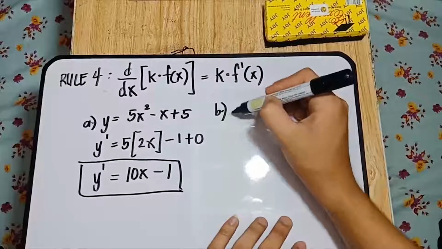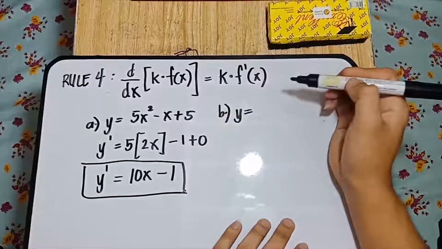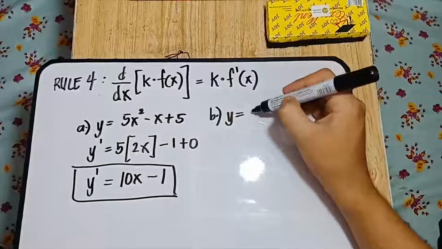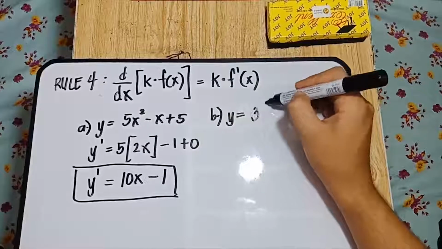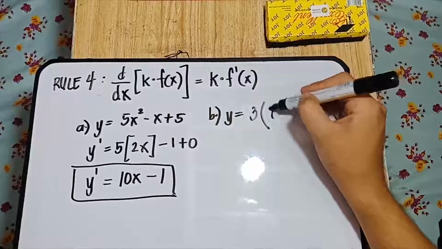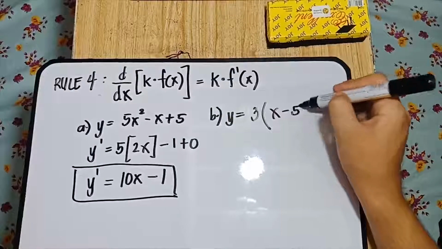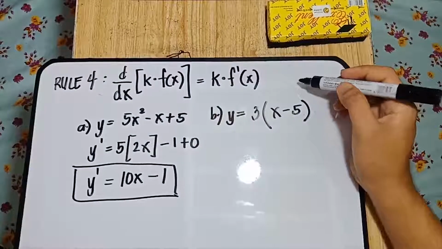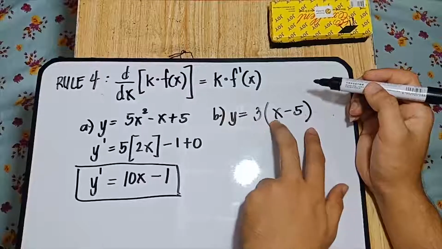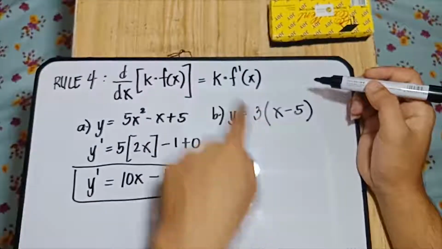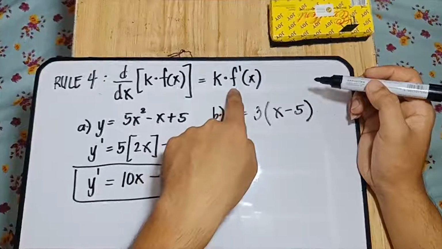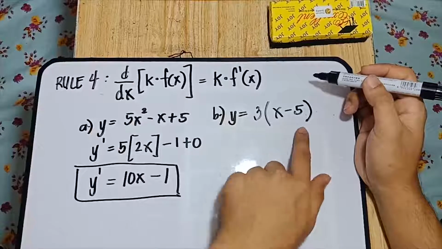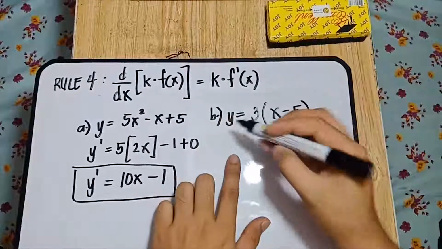Let's say, meron tayong y equals 3 multiplied by x minus 5. Now, again, meron tayong function, then meron siyang coefficient. So, parang ito lang din yun. Yung 3 natin, yung k, and then yung ating, ito pala. Yung 3 ay yung k, yung f of x naman ay yung x minus 5. So, apply natin yung rule.